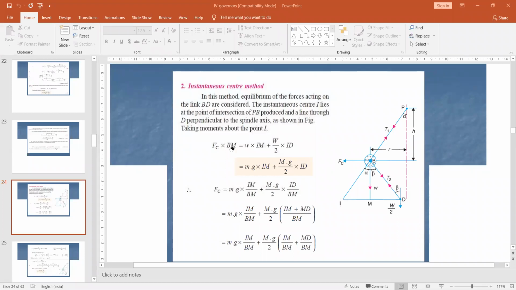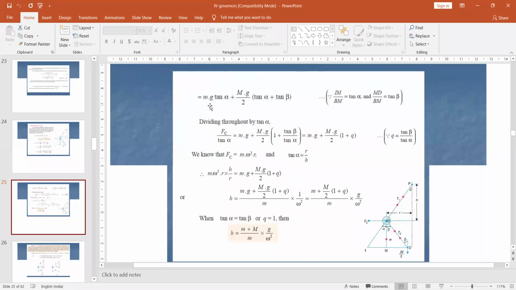Now all of you observe that small mg into IM by BM plus capital MG by 2 into IM by BM plus MD by BM. It may also be written as IM by BM plus MD by BM, just splitting these terms. Now the equation: small mg into tan alpha plus capital MG by 2 into tan alpha plus tan beta.